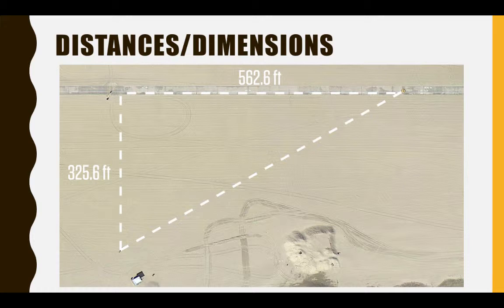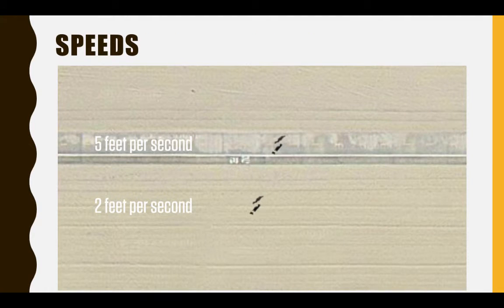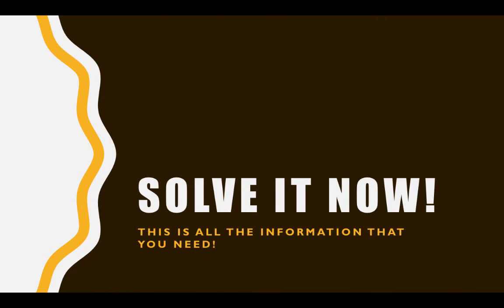The other piece of information that you need is the speed that they walk. On the street, they walk 5 feet per second, and in the sand, they walk 2 feet per second. Now, knowing those two things, you can now solve this problem.